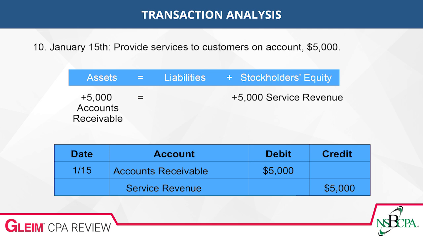Accounts receivable is used for the first time in this transaction. Since accounts receivable is an asset, it follows all the same debit and credit rules as other assets, like cash. When the asset's balance is increasing, such as in this transaction, you debit accounts receivable. To record the revenue, you credit service revenue.